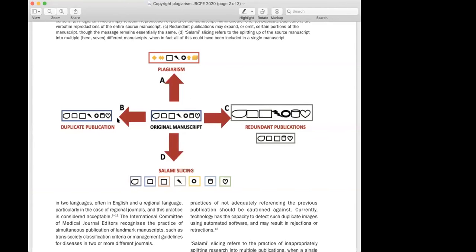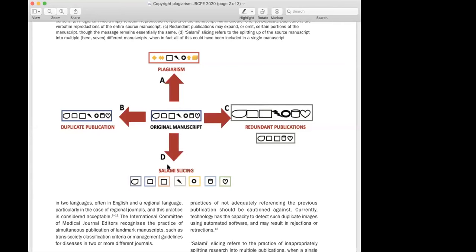Yes, I can. So what happens is you have a manuscript like this. Let's say it's composed of 7 different parts. By salami slicing it means that if you're able to logically fit this manuscript into one single manuscript, but you instead choose to make it into 7 different manuscripts, that is what is called salami slicing.